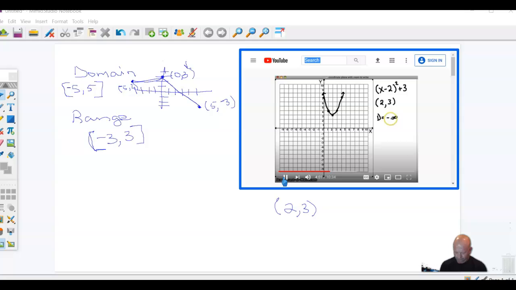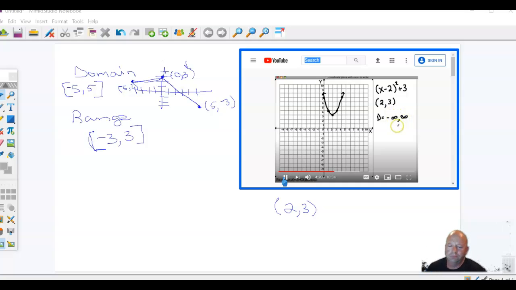So we know that while going very slowly to the left, it will eventually always go to negative infinity. And likewise to the right, this arm will always stretch to positive infinity to the right. So there's our domain: negative infinity to positive infinity.